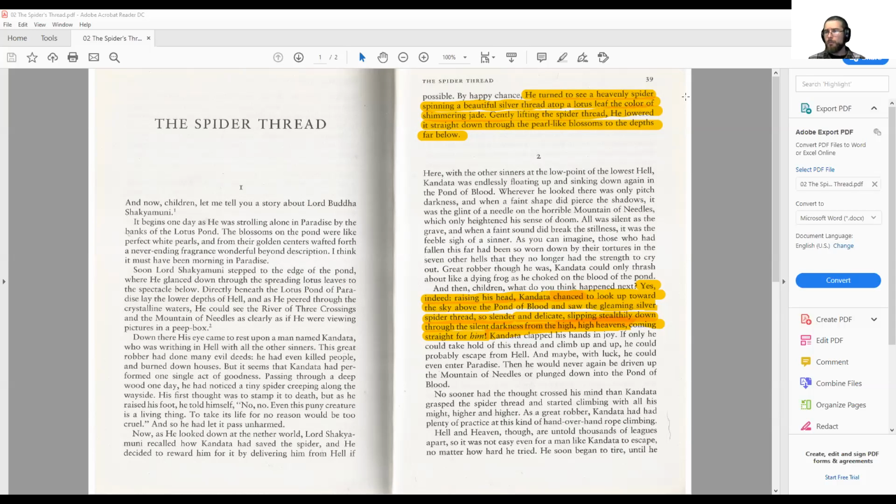Moving on, continuing to build this symbolic interpretation of the object as we go through further examples as the story evolves and goes forward. Yes, indeed, raising his head, Kandata chanced to look up towards the sky above the pond of blood, and saw the gleaming silver spider thread, so slender and delicate, slipping stealthily down through the silent darkness from the high, high heavens, coming straight for him. Notice here that the spider thread is slender and delicate. It's still beautiful, but it seems fragile. So maybe in turn, hope itself is fragile. So hope is precious but easily lost.